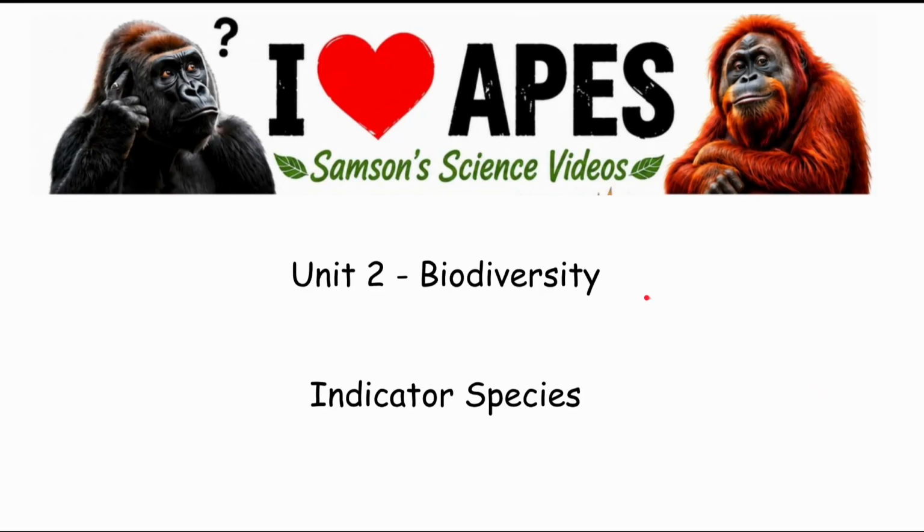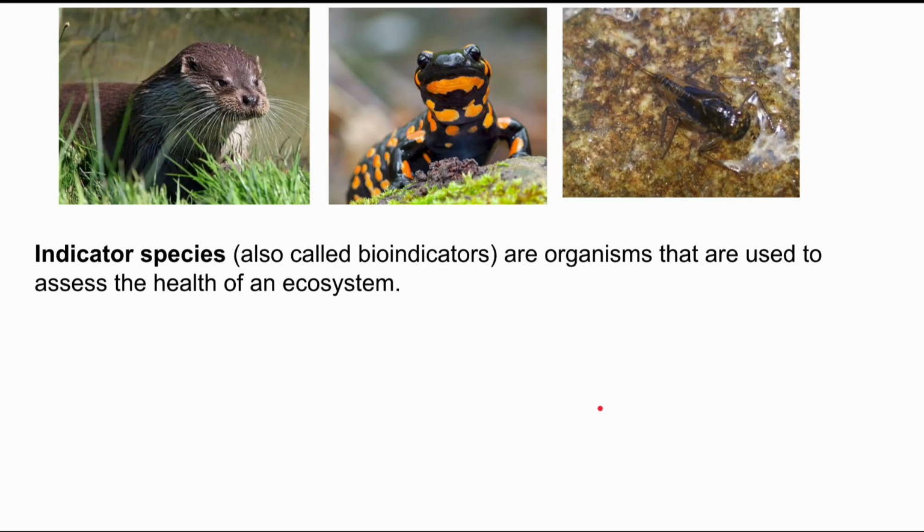Today we are in Unit 2, Biodiversity, and we're going to look at indicator species, what they are, and how we can use them. So what are they? Well, an indicator species, which is also known as a bioindicator, is basically an organism that we can use to very rapidly check in on the health of an ecosystem.